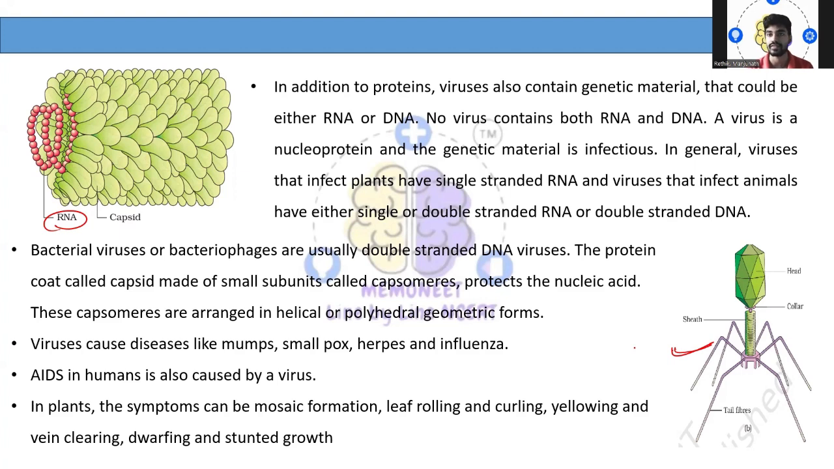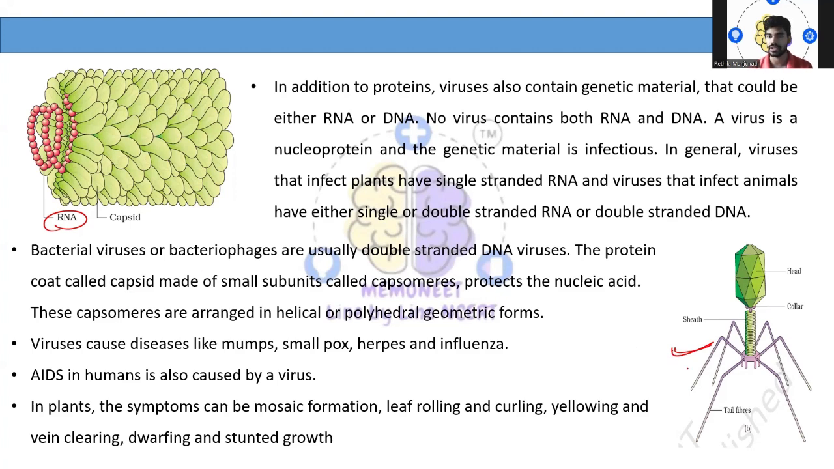So those viruses which infect bacteria, and later complete their life cycle in the host bacteria, are called bacteriophages. Right. So obviously they will have double stranded DNA. The protein coat is called the capsid.